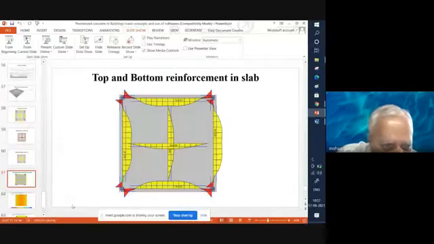Okay, that is as far as the bending moments are concerned.